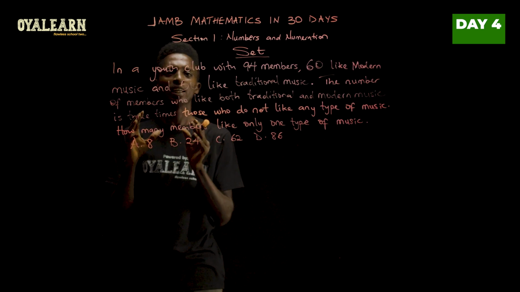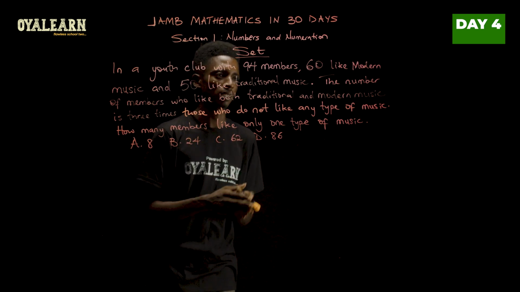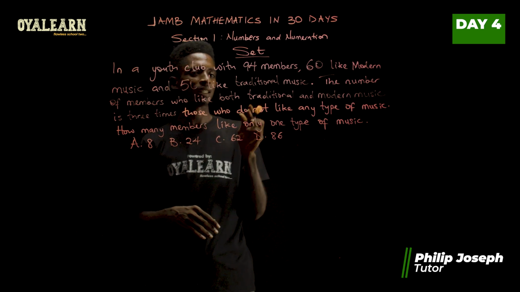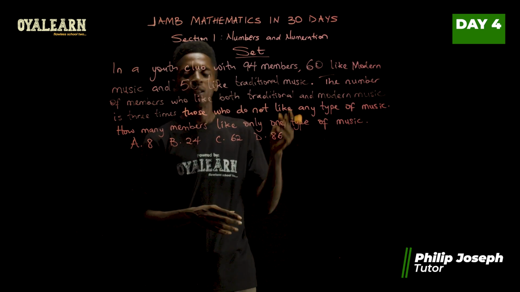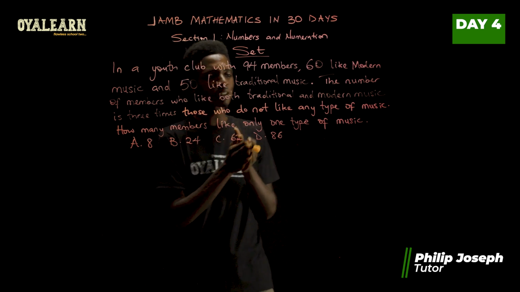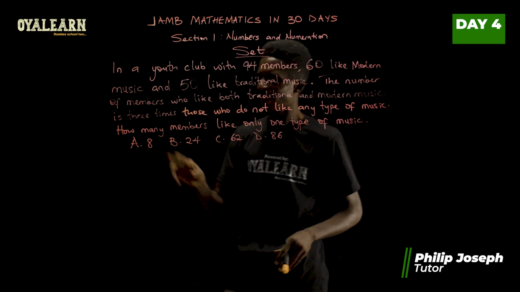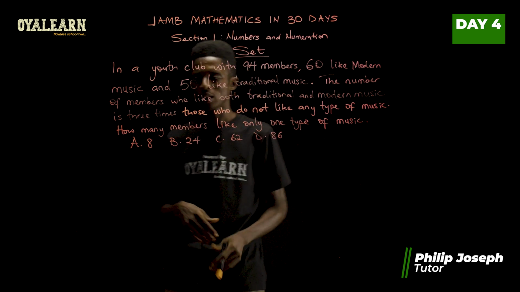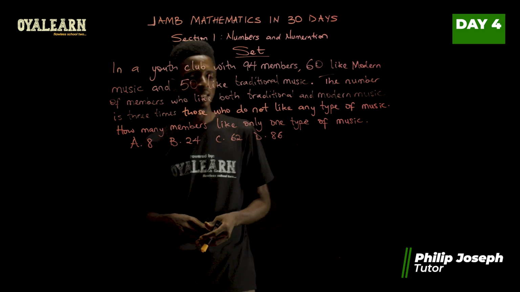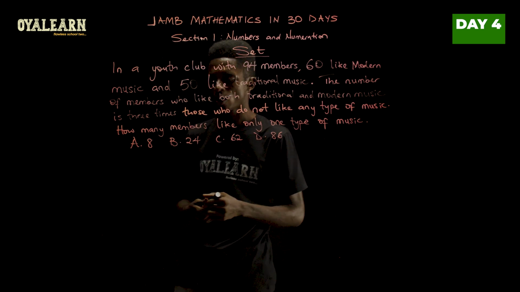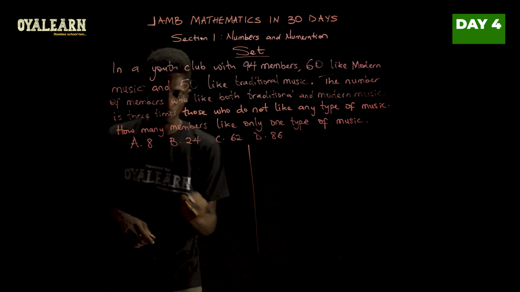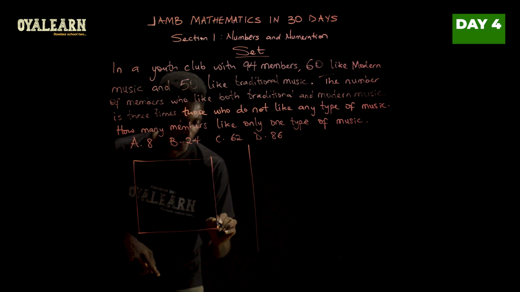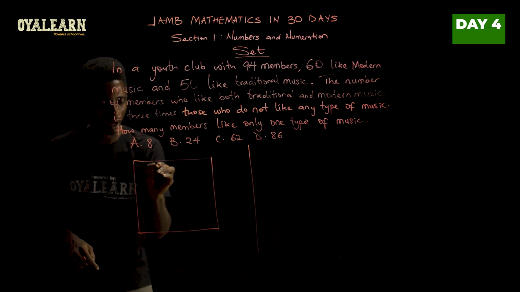This question says, in a youth club with 94 members, 60 like modern music and 50 like traditional music. The number of members who like both traditional and modern music is 3 times those who do not like any type of music. So, how many members like only one type of music? Now, to solve this, let's have a Venn diagram to simplify what we have here. So, we're only going to have 2 loops.